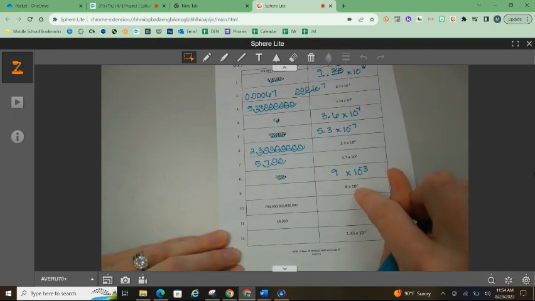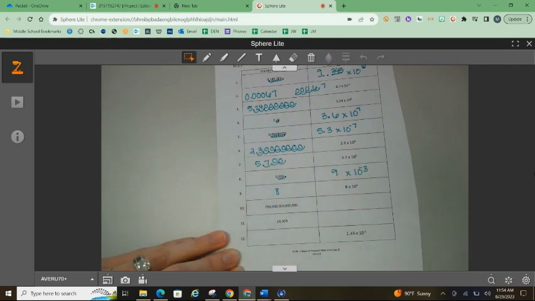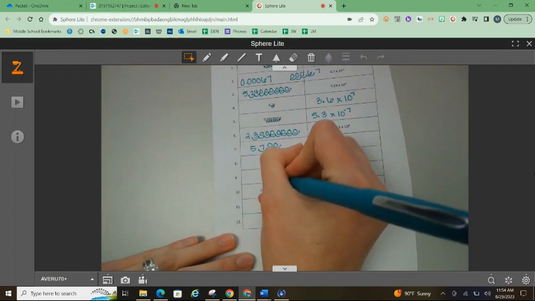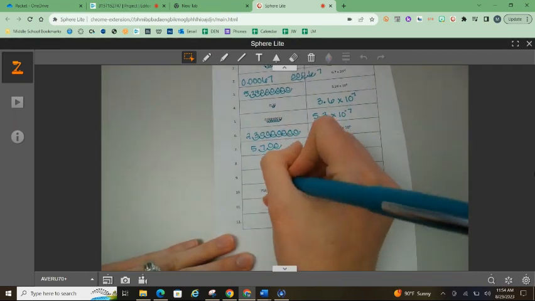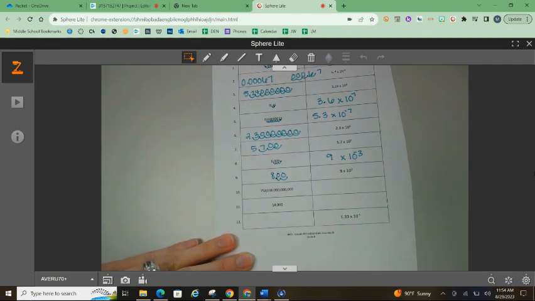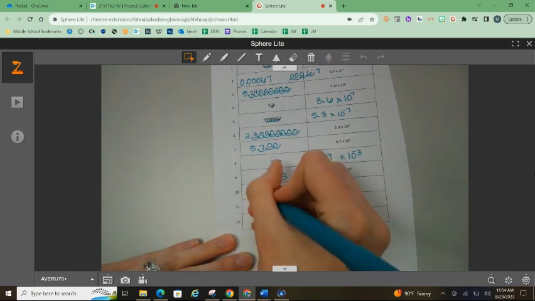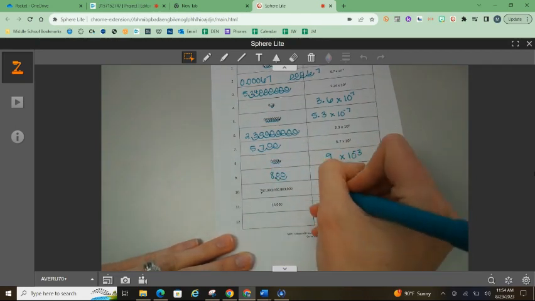Here I have 8 times 10 to the 2, so I'm going to move my decimal 2 places right because the exponent is positive. If it's out of sight, the decimal starts to the right, and I move it 1, 2 places, so that's 800.